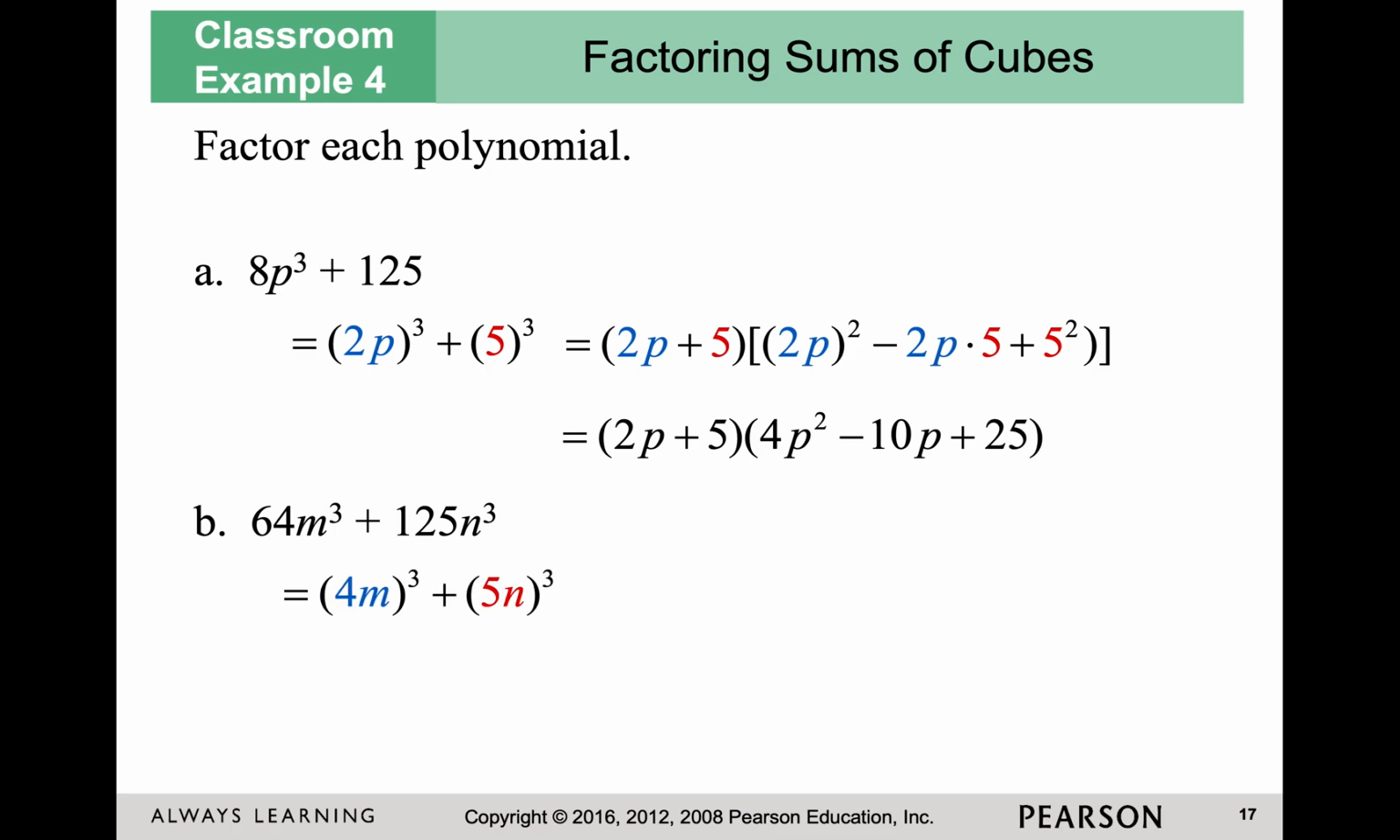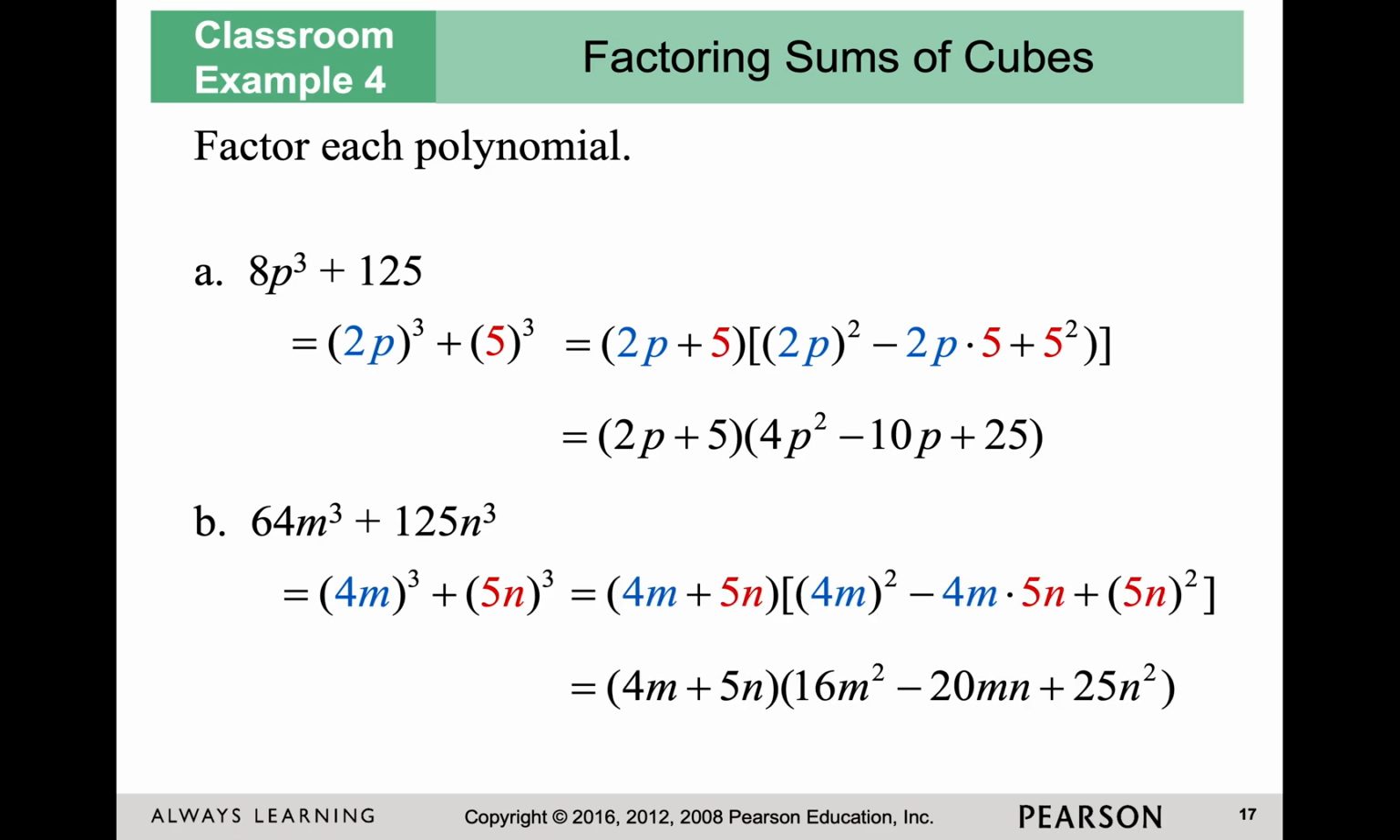I'm going to rewrite it as the cube factors. 4 cubed is 64, 5 cubed is 125. If you don't know that, use your calculator to your advantage. Plug it in the formula and then simplify it.